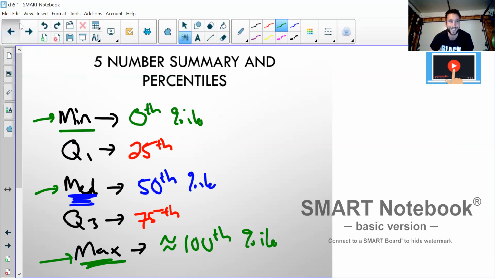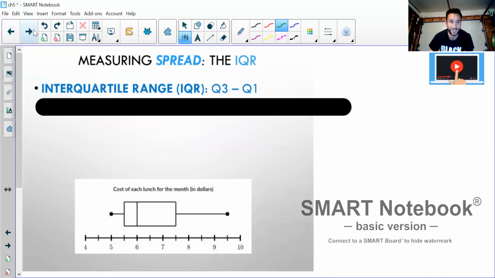What else can we do with percentiles? Let's see. Not go backwards. That's not helpful. All right.